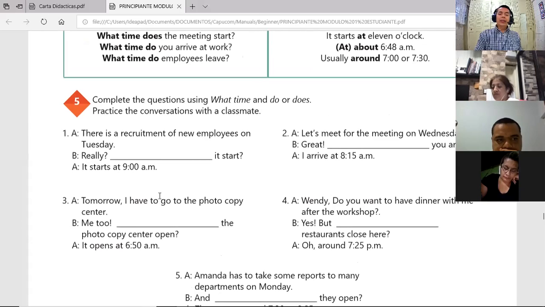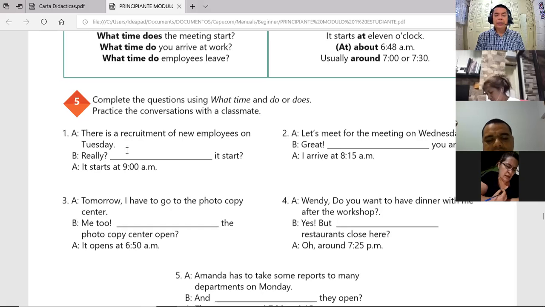Good. Now, please, repeat after me. There is a recruitment of new employees on Tuesday. There is a recruitment of new employees on Tuesday.